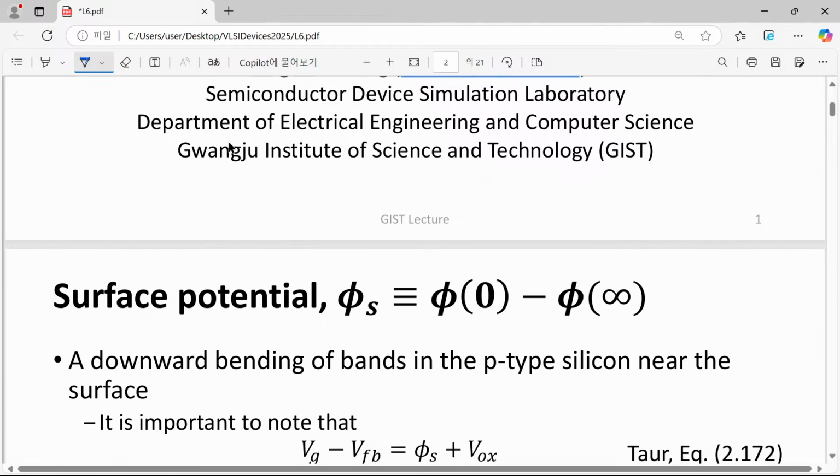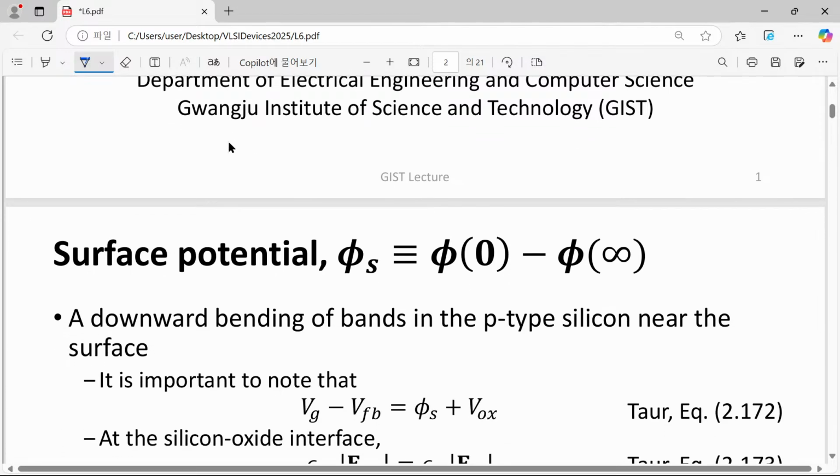So let me briefly review our previous lecture. In the second last lecture, we introduced the condition of a flat band voltage, and when the gate bias is the flat band voltage, then we have just a flat energy band diagram. So that was one thing.